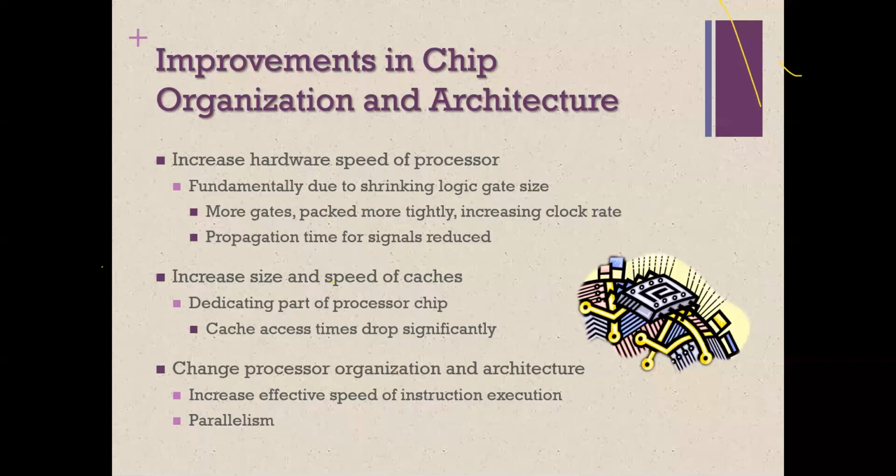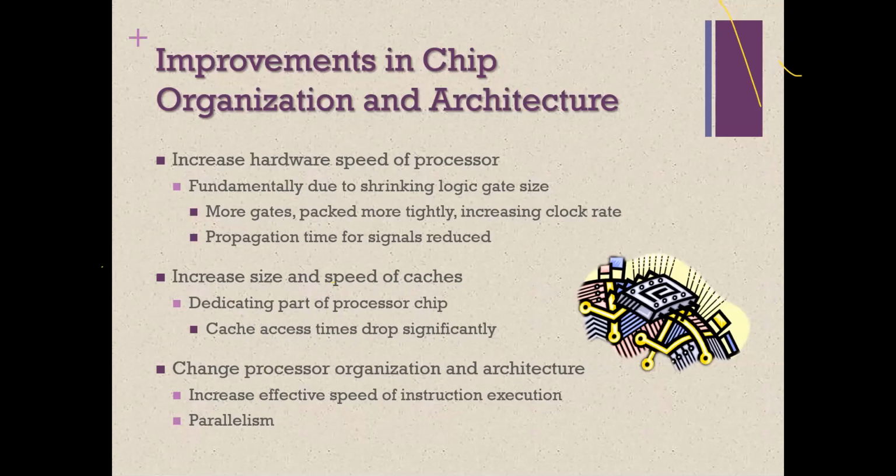So the next is to increase the size and speed of the caches that are interposed between the processor and the main memory, in particular by dedicating a portion of the processor chipset itself to the cache. And so that has brought in marked improvements. The cache access time significantly drops, because now the processor and the cache are all on board the same chipset.